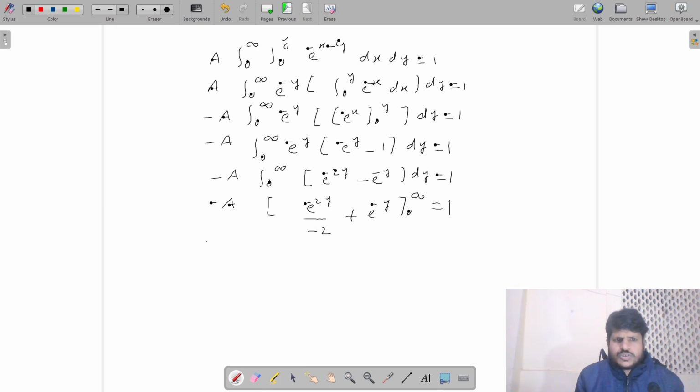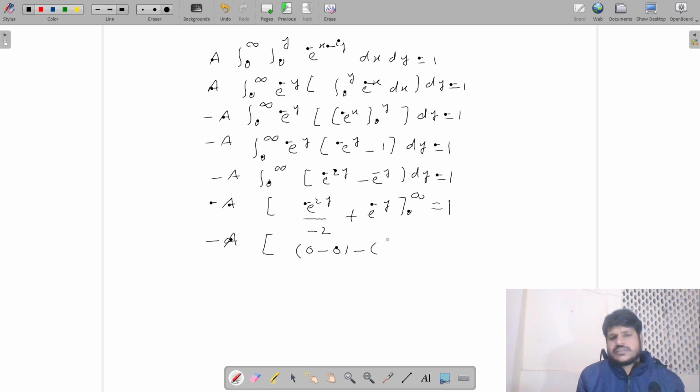Now put the limits. First the upper limit infinity, so e raised to power minus infinity, that is value 0. So 0 minus, again e raised to power minus infinity, that is 0.